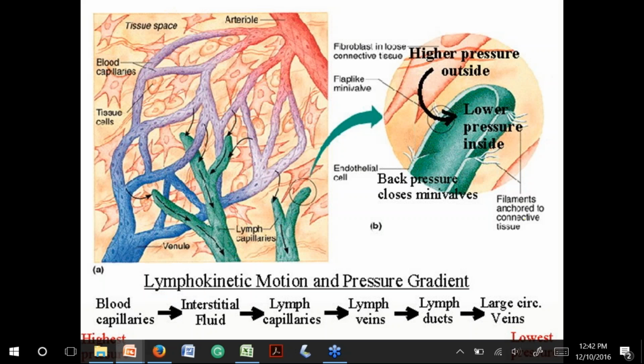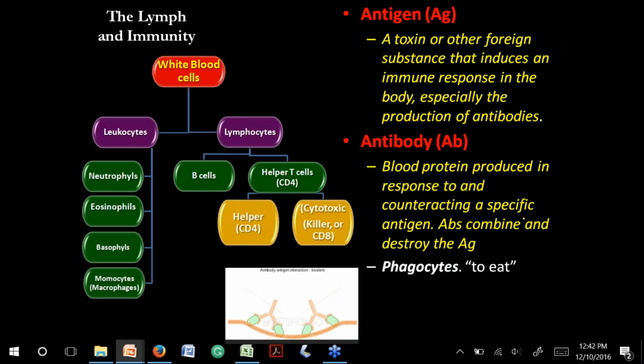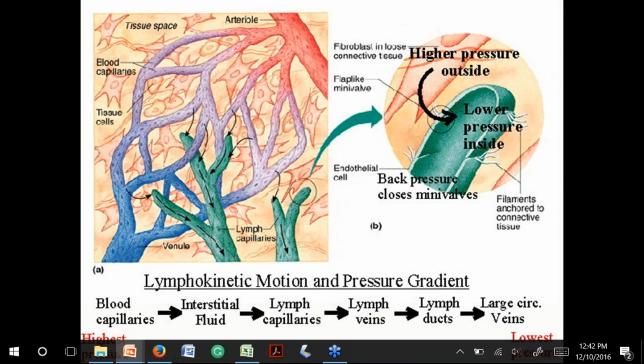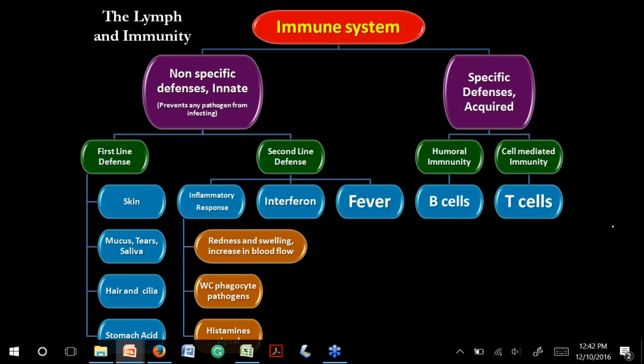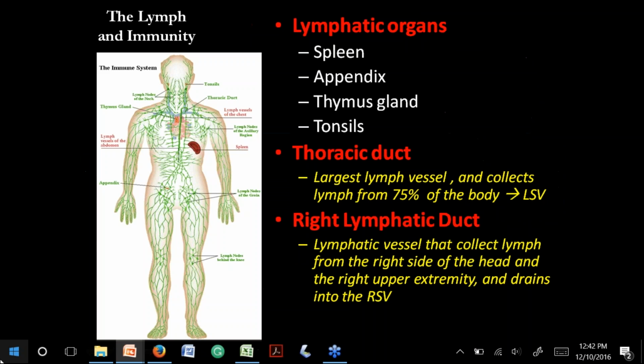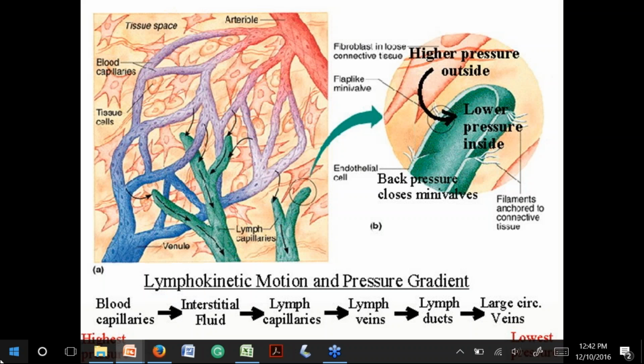Here we have the immune system. What I want to do here is some definitions. Number one, I'm going to make a list of what I want you to please remember for what is coming. Lymphoid organs: spleen, appendix, thymus gland, and tonsils.